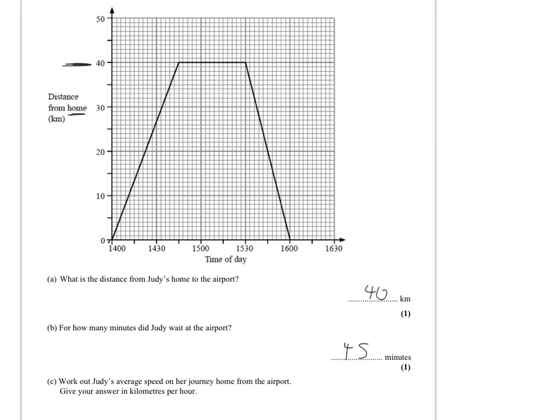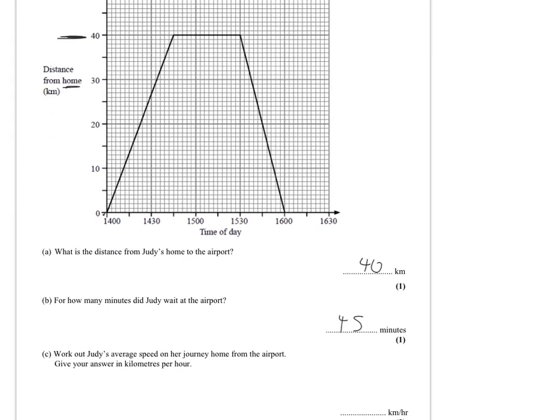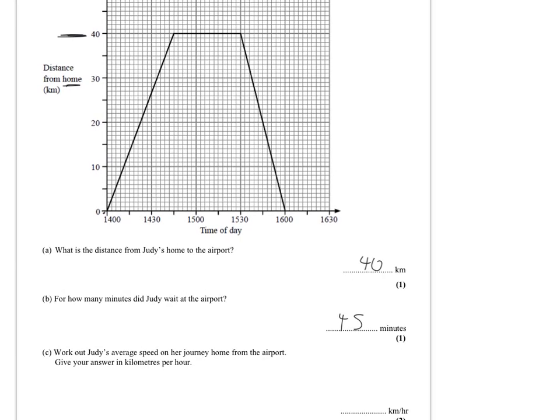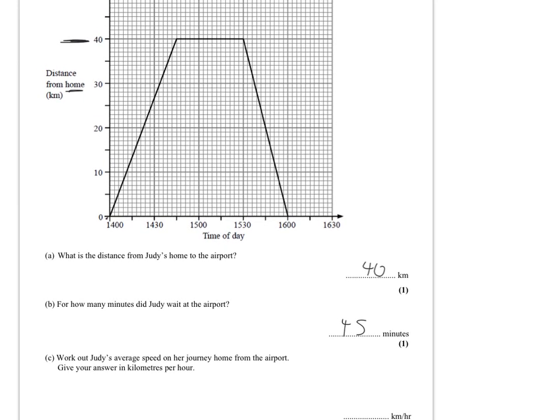The final part asks us to work out Judy's average speed on her journey home from the airport. So we need to work out how long the journey was and how far she went. So she went this distance here, because this is the leg of the journey that we're looking at from the airport home. So that's 40 kilometers that she drove. And how long did it take her? Well, at this time she was at the airport, and at this time she was home. So it took her 30 minutes.